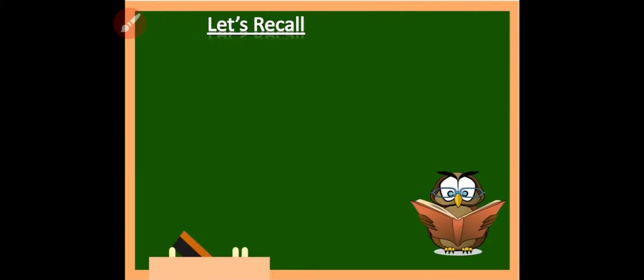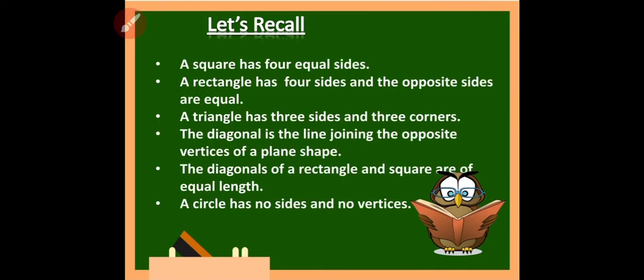Then let us recall what we have learnt now. A square has 4 equal sides, a rectangle has 4 sides, and the opposite sides are equal. So a square has 4 equal sides, but a rectangle has opposite sides equal. Okay? Then a triangle has 3 sides and 3 corners.